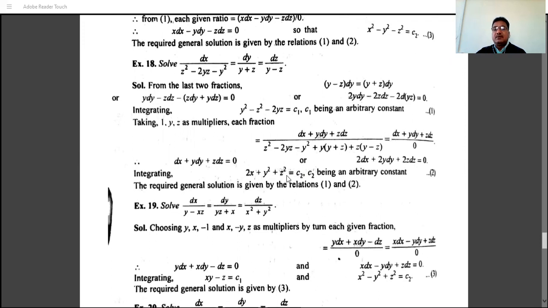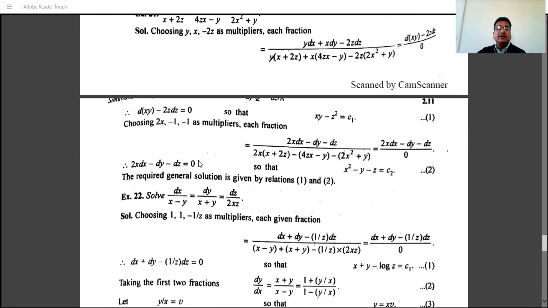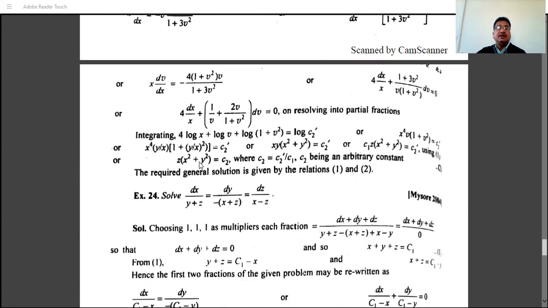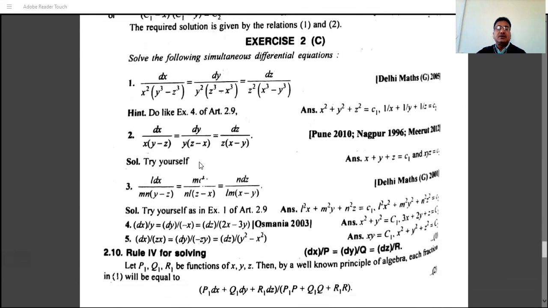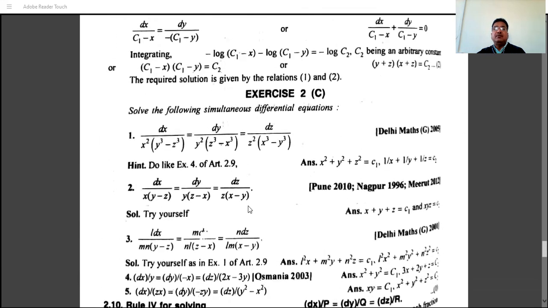Okay. So similarly, solve examples 19, 20, 21, 22, 23, 24, and these exercise problems. So we'll see the remaining problems in the next lecture.